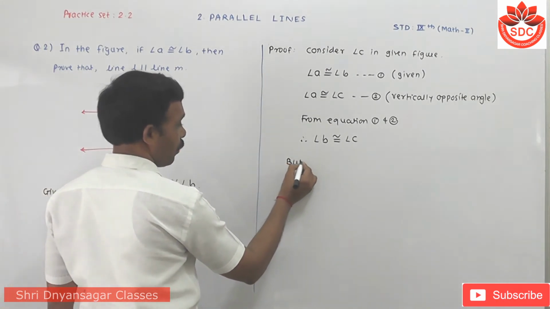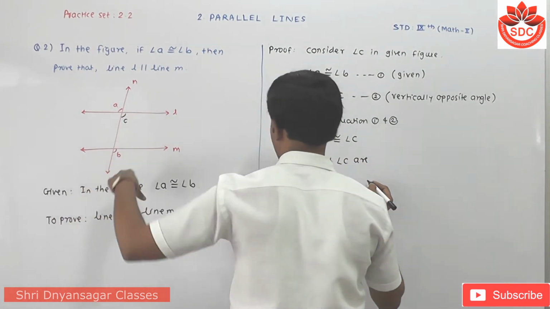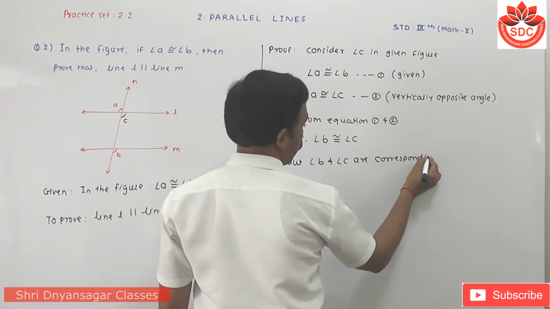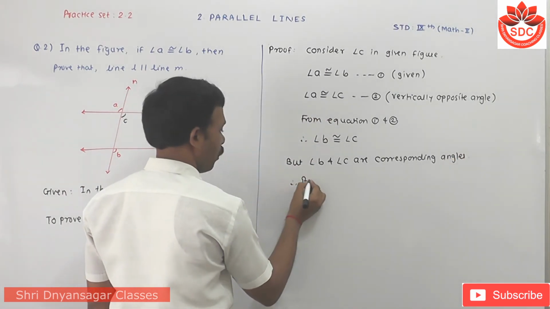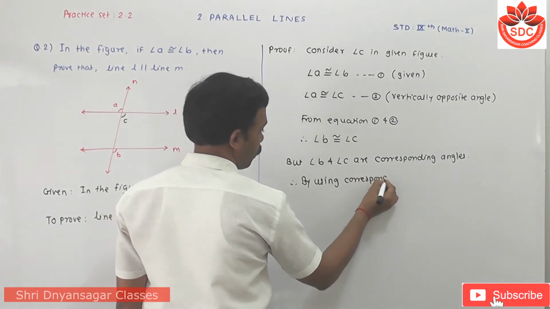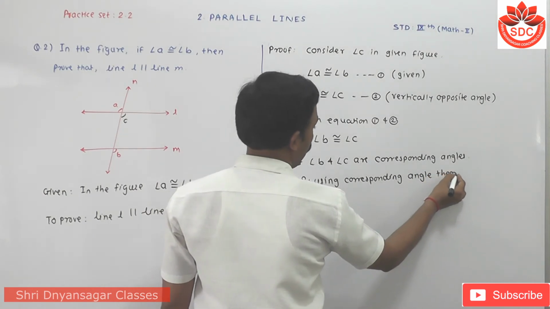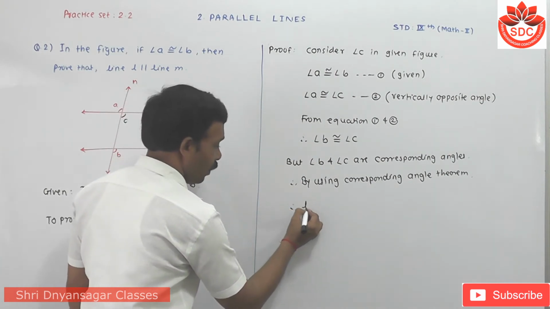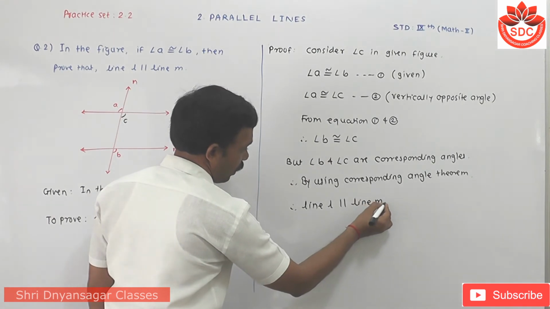But angle B and angle C are which type of angles? Look here, they are corresponding angles. Therefore, by using the corresponding angle theorem or test, these two lines are parallel. Therefore, line L is parallel with line M.